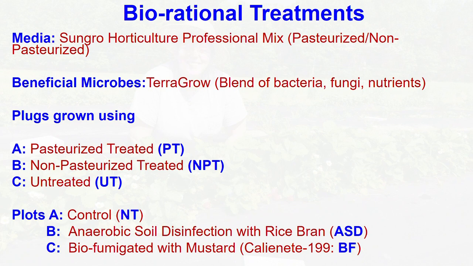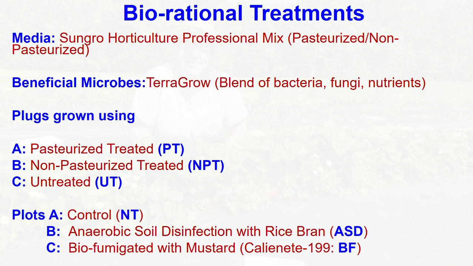Then we planted these plugs under three different conditions. For example, control soil in which we didn't spray anything, whatever soil is available in our field. Then we produce soil using anaerobic soil disinfection, in which we use rice bran as a source of carbon. And then, for biofumigation purposes, we use mustard Caliente 199.